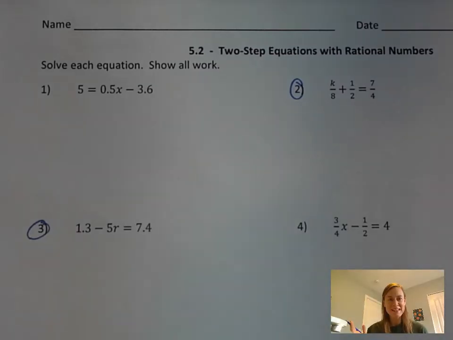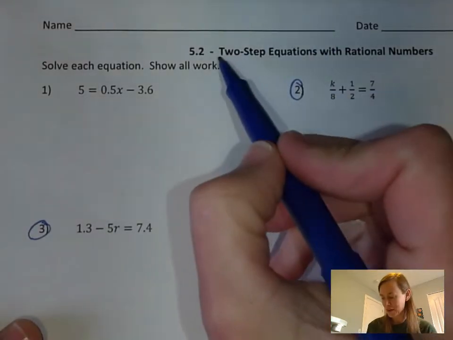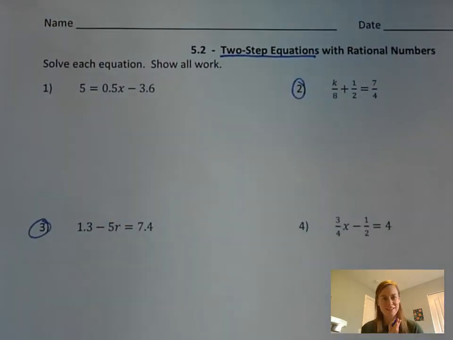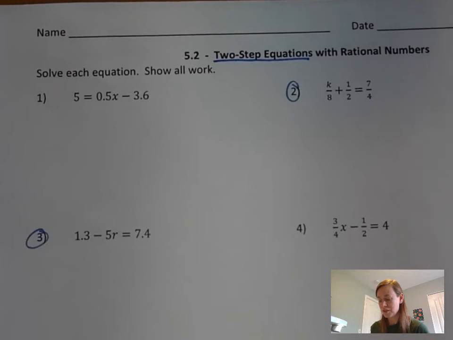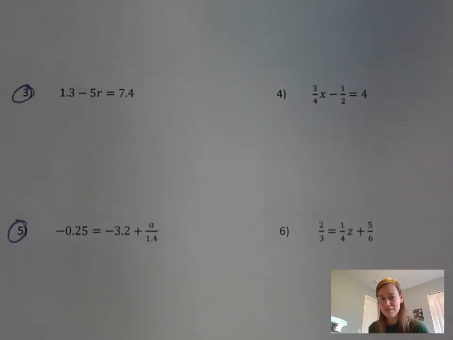Hey there, math students. Today we're still talking about rational numbers, but instead of one-step equations, we're going to be doing two-step equations. Okay, so there's no notes page today, so I'm going to be using problems from your assignment as this video. The numbers we're going to go over are numbers 2, 3, 5.